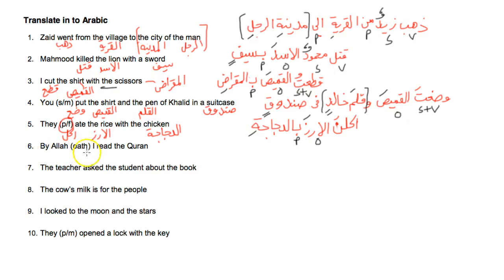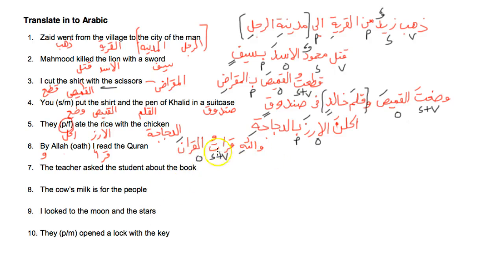Okay, next. By Allah, I read the Quran. So by Allah, you're going to use the by with the waw. And I read is qara'a, to read. And al-Quran is al-Quran. So, Wallahi qara'tu al-Quran. Wallahi qara'tu verb plus subject. Okay, because of that waw, you're going to give kasra. Al-Quran is the object. Okay, so Wallahi qara'tu al-Quran.